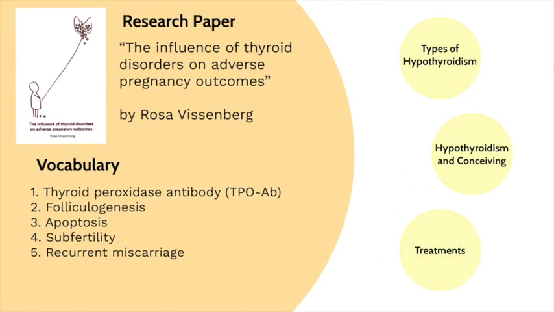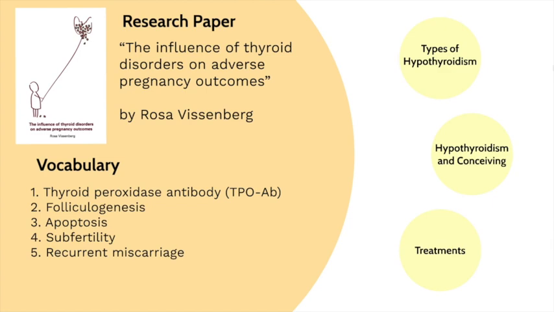So before we go into my part, I wanted to just discuss some vocabulary. The first one is thyroid peroxidase antibody, also known as TPO-AB. This is a marker for the presence of an autoimmune disorder, so they're usually found in your blood. Then the second one is folliculogenesis, which, if you have studied for the test today, you would know. But just a refresher, it's the maturation of ovarian follicles.